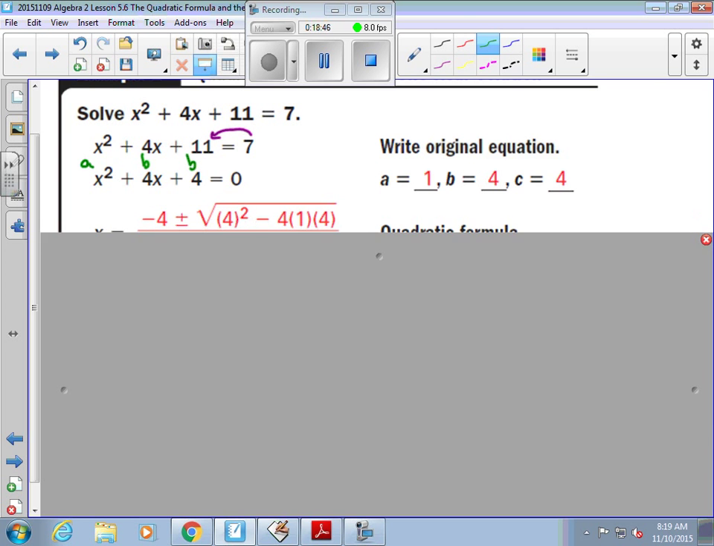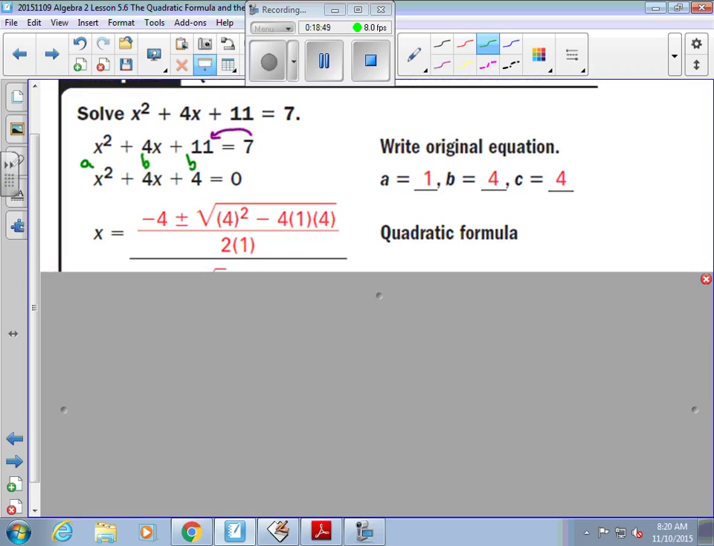The same quadratic formula: negative B plus or minus the square root of B squared minus 4AC, over 2A. So negative B's value is 4, plus or minus B's value is 4 squared, minus 4 times A is 1, times C is 4. So when we simplify this, 4 squared is going to give us 16. Negative 4 times 1 is negative 4. Negative 4 times 4 is negative 16. So under the radical, we have 16 minus 16, which is going to be the square root of 0 underneath it. And then at the bottom, 2 times 1 will give us 2.